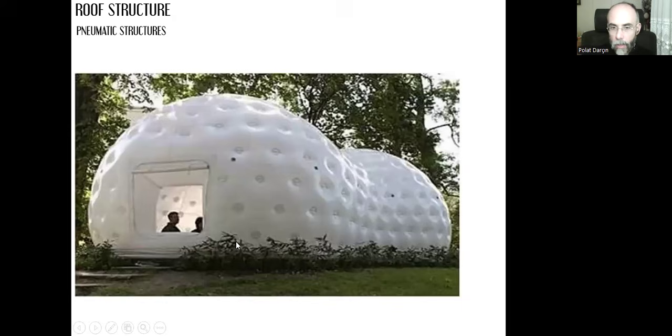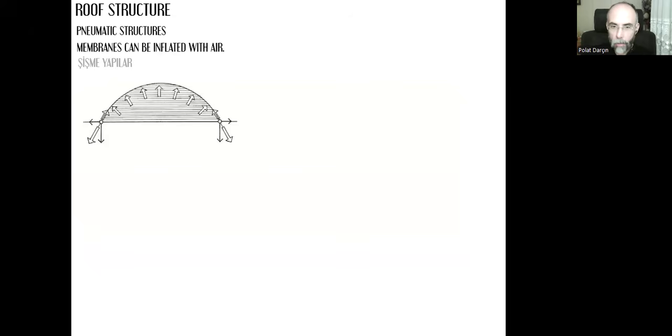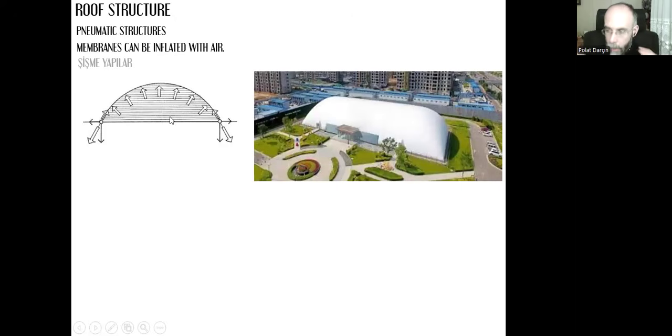Pneumatic structures are air-inflated plastic surfaces. Şişme yapılar, şişirilerek oluşturulan yapılar. There are two main types. In the first one, we have only one layer of plastic surface, and we inflate the whole plastic surface by feeding air constantly. It inflates like a balloon, but we need to keep feeding the air all the time. Otherwise, the whole system will deflate.